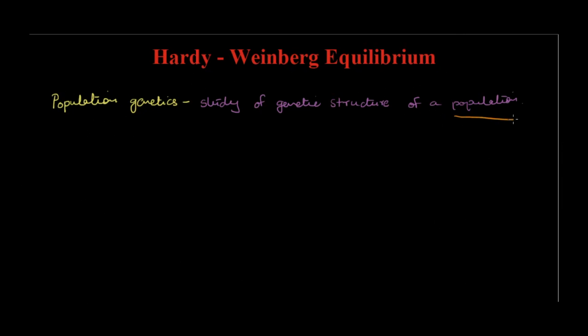So what is a population first of all? How do I define population? Population is nothing but a group of individuals of the same species that can interbreed. Simple to understand. Then what is this genetic structure? What are we studying in this population? Genetic structure means it is going to tell you about the genetics of that particular population, and if we want to study the genetics or genetic structure of the population, let's break it down into two parts.